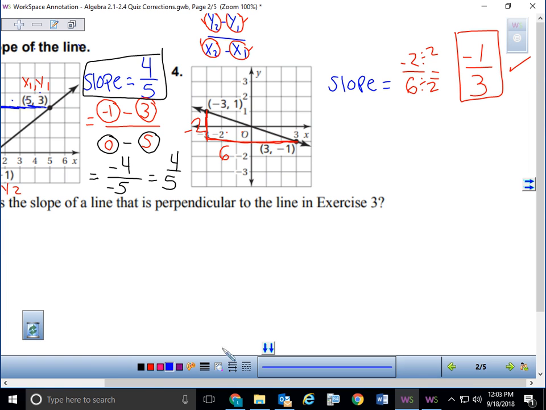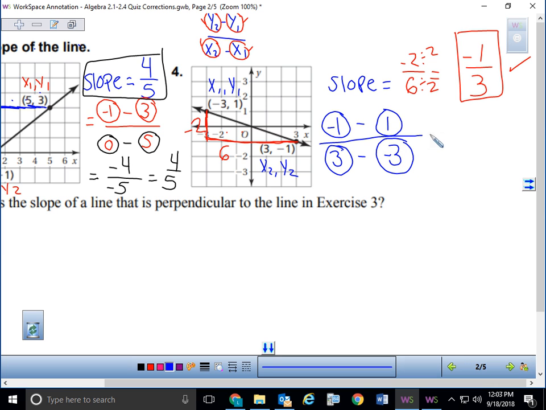But I'm going to show you the formula method too. Doesn't matter which one is x1, y1, and x2, y2. I'm just going to name the top and bottom. Here we go. Plugging it into our formula, y2 is negative 1, put that in parentheses, minus y1 is positive 1, that's in parentheses, over my x2 is 3, parentheses, minus x1 is negative 3. This is why parentheses help. It keeps track of these negatives.